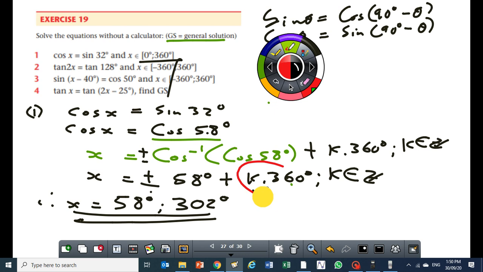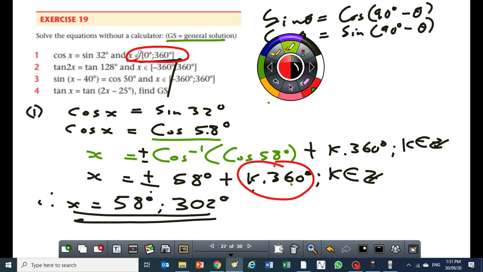Now, see this part here? That's the one which helps us to get all the possible solutions. k is an integer. Our interval for the question is this one here. x must be between 0 degrees and 360 degrees. We don't want angles that are negative, and we don't want angles that are more than 360. So how do I get all the solutions? I substitute k, starting with k equal to 0.